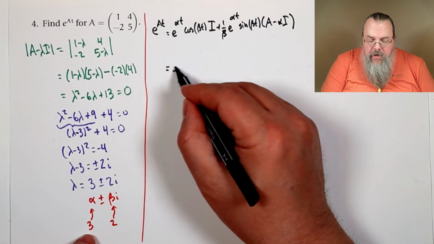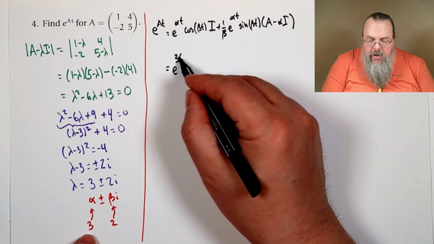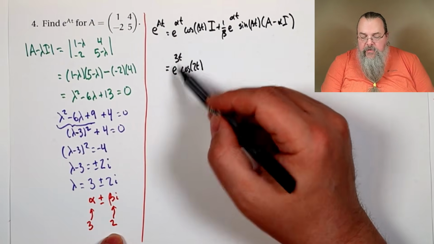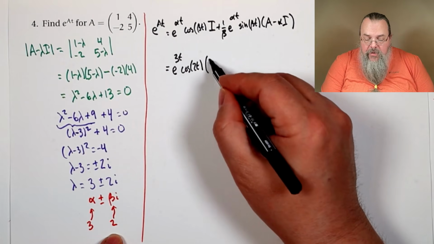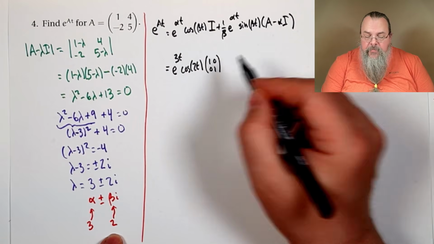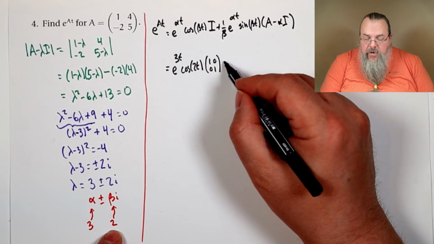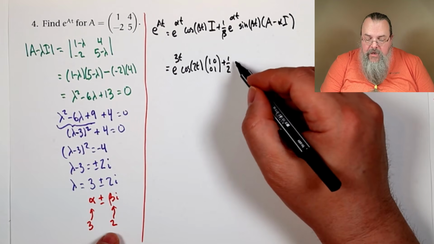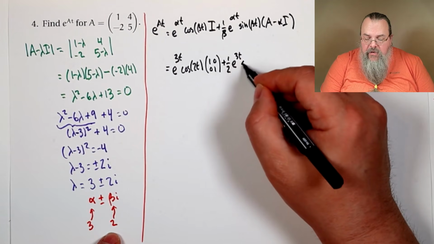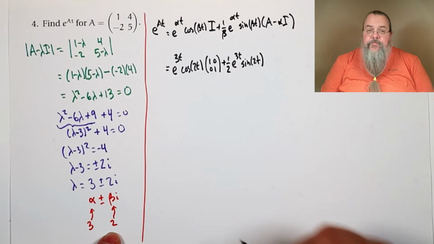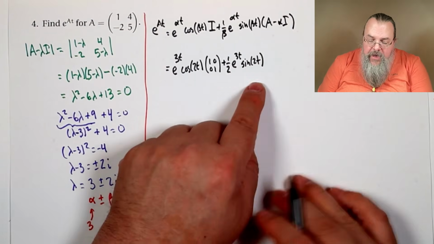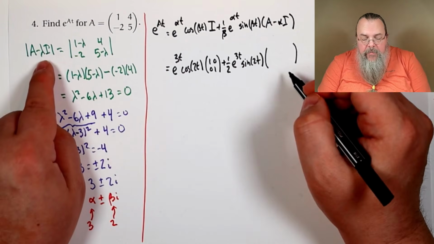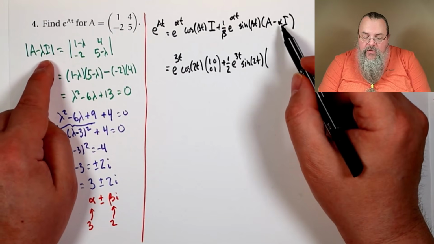So we have e to the 3t cosine 2t, right? Alpha is 3, beta is 2. I means matrix 1, 0, 0, 1. Plus 1 over beta, well, that would be 1 over 2. Beta's a half. Then we have e to the 3t sine of 2t. All right. And then we have our A minus alpha I. Now, it's like A minus lambda I. It's just we choose the value for alpha.